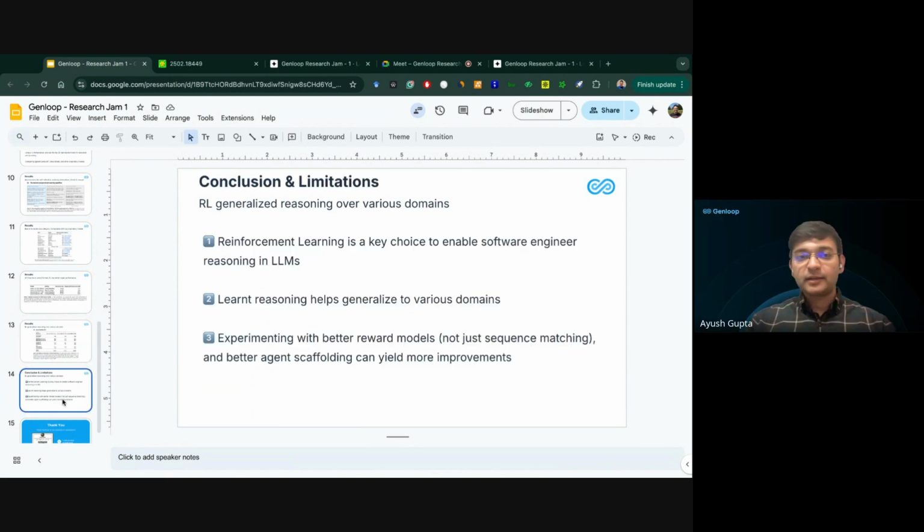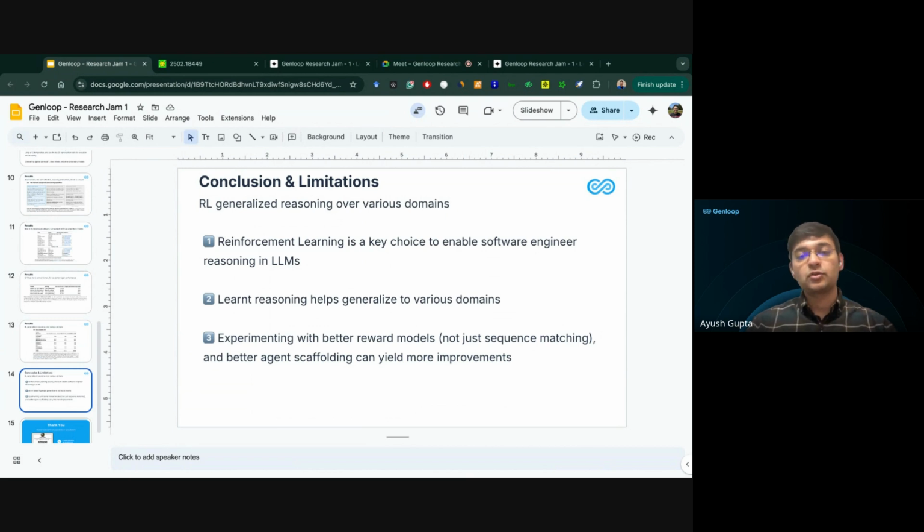Right. So, conclusions and limitations. Reinforcement learning is definitely a key choice to enable reasoning in LLMs, even in software engineering or other domains. The learned reasoning helped generalize to various domains. SFT would not. But another point I would add here is it's too early to rule out SFT on a COT based data set. And one limitation is, as we were discussing earlier, the reward models are not optimal.